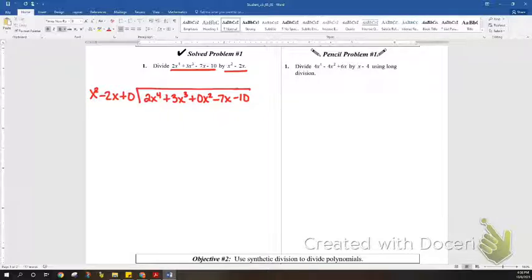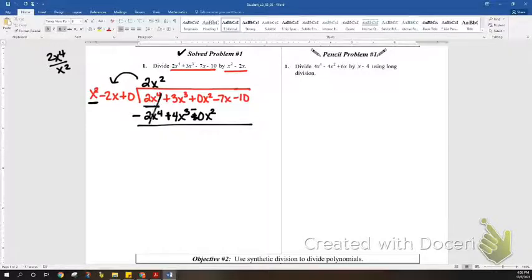And now we're just going to divide. So divide your first terms, 2x to the 4th divided by x squared. If you have to, guys, write it out, okay? There's nothing wrong with that. So that gives me 2x squared. Remember, you're going to take this and you're going to multiply it times all three of those terms. So 2x squared times x squared is 2x to the fourth. 2x squared times negative 2x is negative 4x cubed. And then 2x squared times 0 is 0x squared. You're going to subtract, so change all the signs.